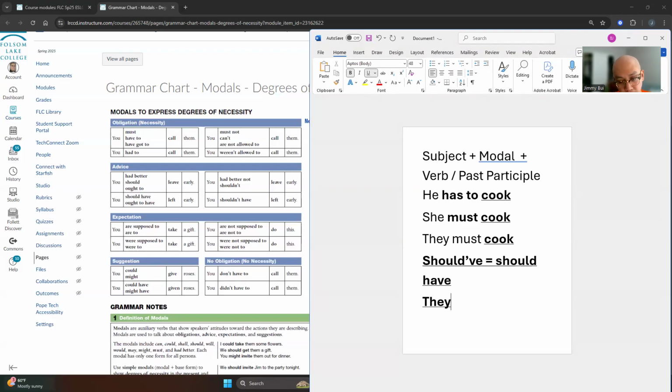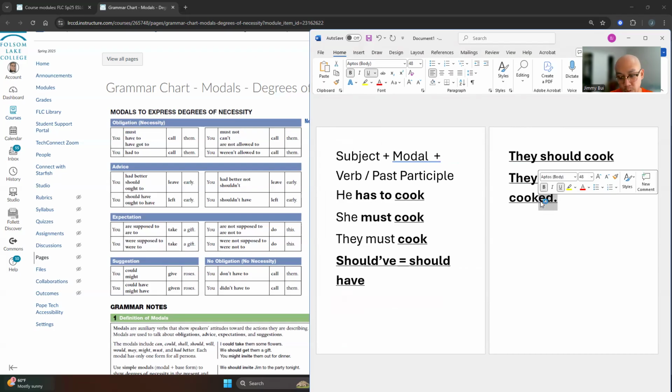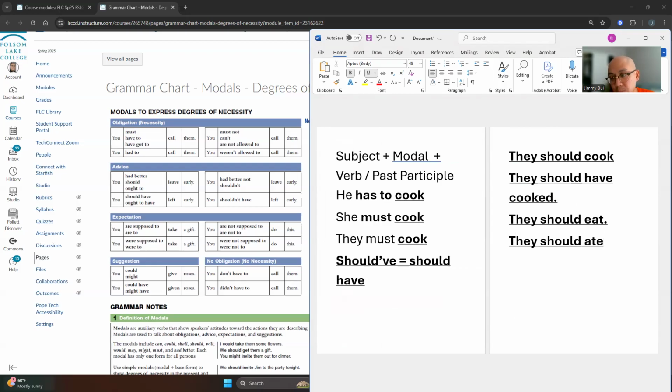Or let's just say they should, they should cook, right? They should have. So remember, past participles, oftentimes with regular verbs, are going to be ending in ed unless they are irregular verbs. They should eat. That's going to be your base form. Of course, the past tense of eat is ate, but past participle, right? An action that started in the past and continues. We use this in the perfect tense. They should have eaten, right?